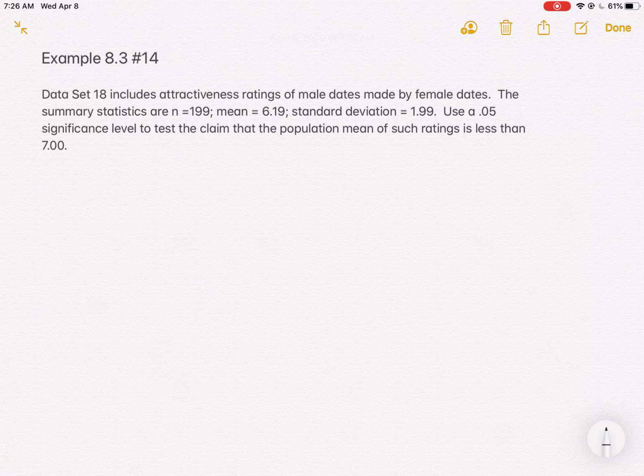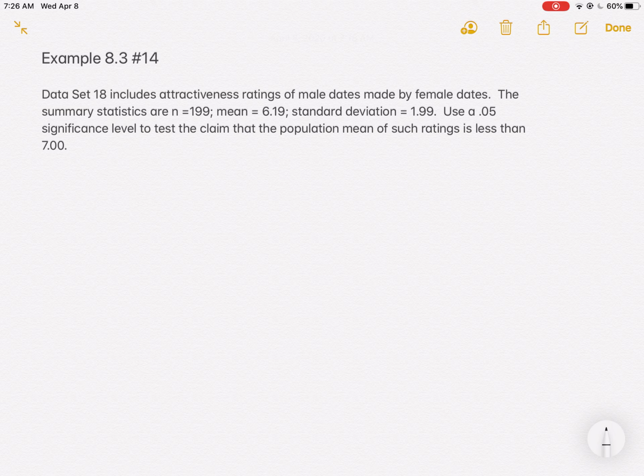So, as you know, our first step is to write the claim in symbols. And so, what we have here in number 14 are data from a data set that's included in the back of the book, and it's about attractiveness ratings of males made by females. And so they give us the summary statistics and they give us a claim. And so we read that claim first. Test the claim that the population mean of all such ratings is less than 7.